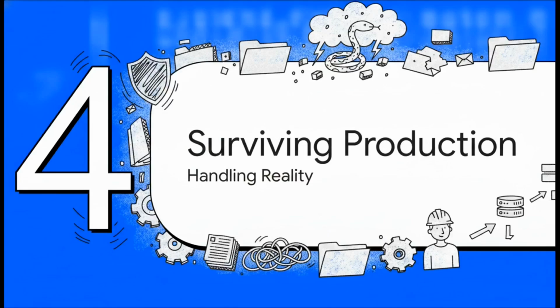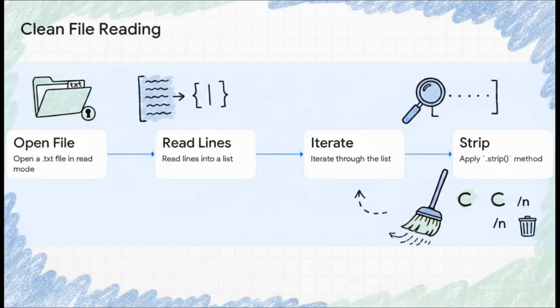Section 4, Surviving Production. Let's wrap up this explainer by looking at the messy reality of handling external files and live errors in a production environment. In the real world, data lives in external files. To do clean file reading, you open a text file in read mode using a lowercase r, read the lines into a list, and then iterate through it. But here is the real professional trick. Always apply the .strip method. Text files hide invisible escape characters, like \n for new lines. If you don't scrub those out, your data formatting is going to be completely ruined.